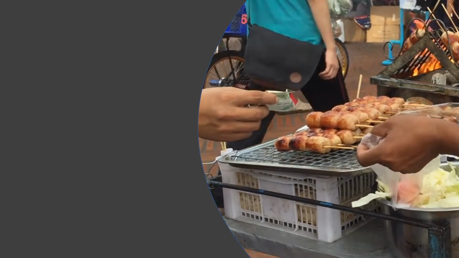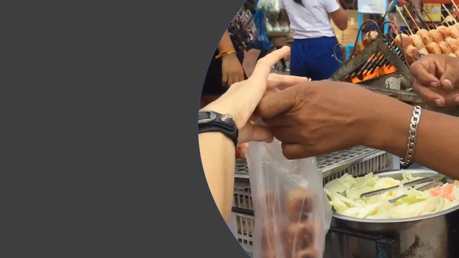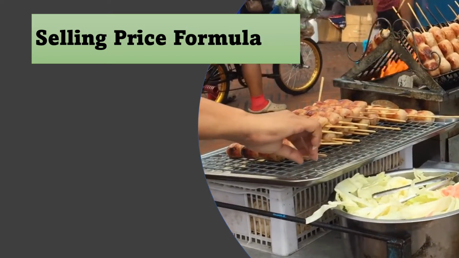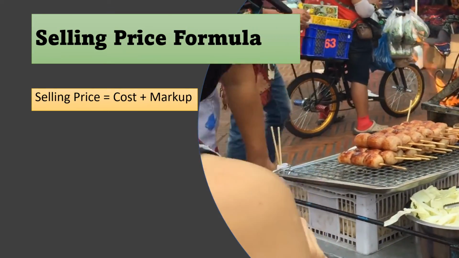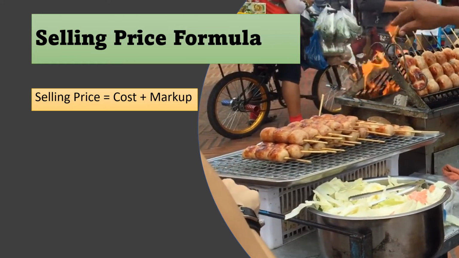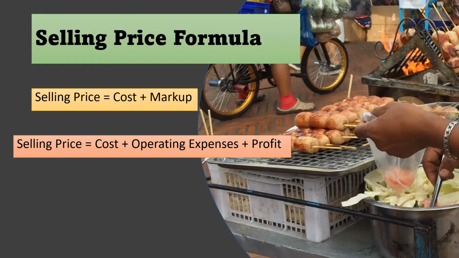Once markup is identified, we can now compute for selling price. And the selling price formula is selling price is equal to cost plus markup, or selling price is equal to cost plus operating expenses plus profit.